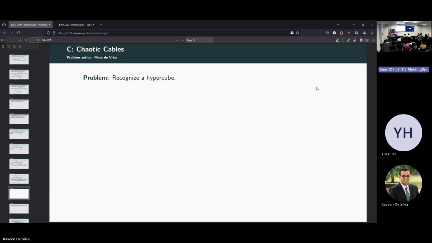Cool. Problem C. Anyone want to talk about this one? Was it the one with the graph? It's the cable one. Yeah, where you put labels on it? 0, 1 binary labels? Yeah, it's a hypercube one. Yep. Do you want to do it? I didn't solve it. Oh, okay. Also, cool.